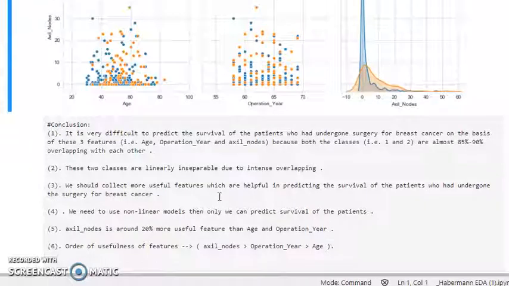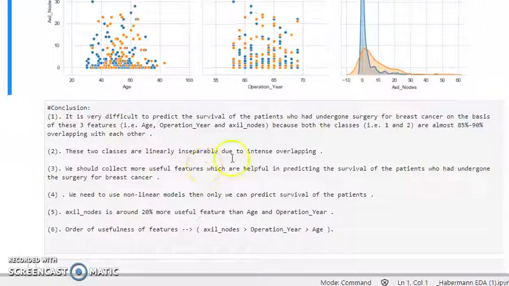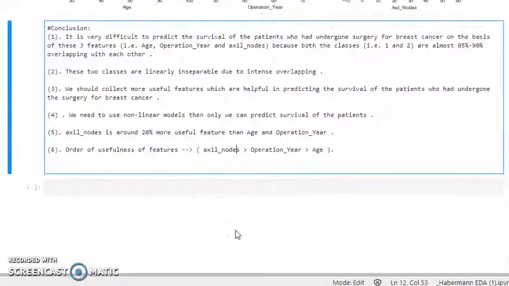So these two classes are linearly inseparable due to intense overlapping. We should collect more useful features which are helpful in predicting the survival status of a patient who has undergone surgery for breast cancer. Definitely we need more useful features now, and we need to use non-linear models. Then only I think we can predict the survival status of the patient.